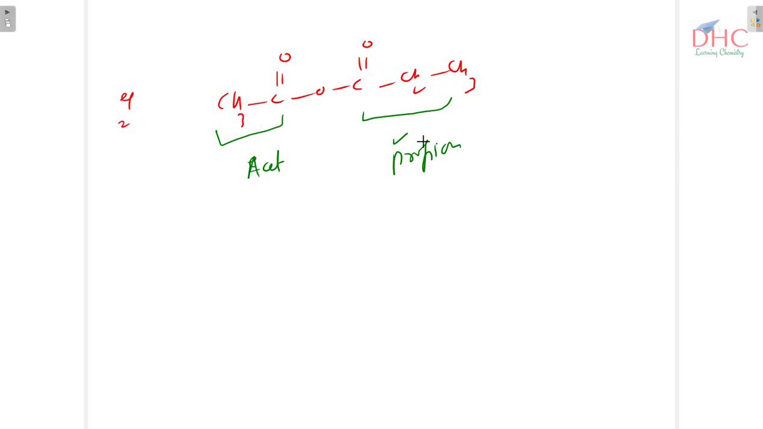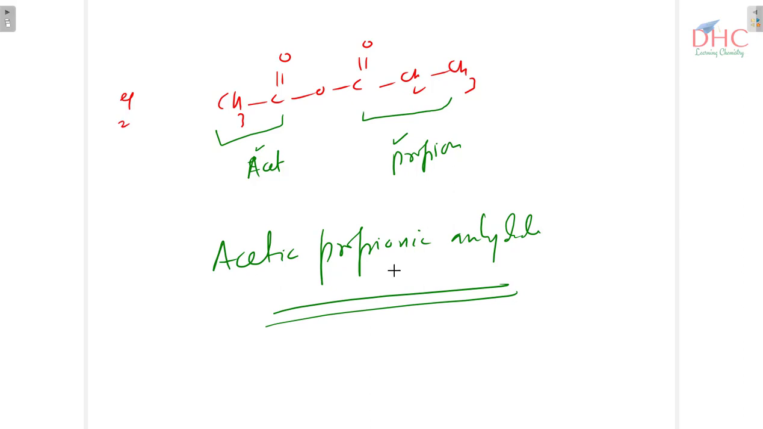So P comes later, A comes first. So it's acetic propionic anhydride. This is how you name it. Acetic propionic anhydride is the name of this compound.